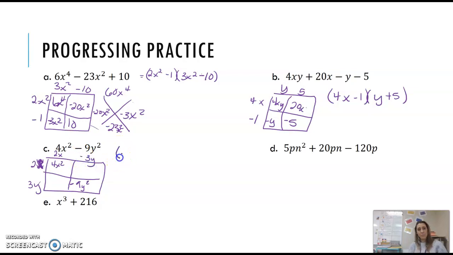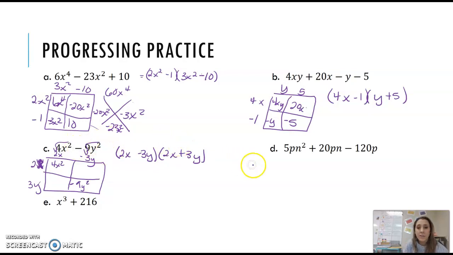So then you end up with 2x minus 3y and 2x plus 3y. Another way that you could have done this is just taken the square root of this, the square root of this, and then you get 2x is the square root of 4x squared, and 3y is the square root of 9y squared, and then you have a minus and a plus. I don't care how you do it, I just care that you do it.